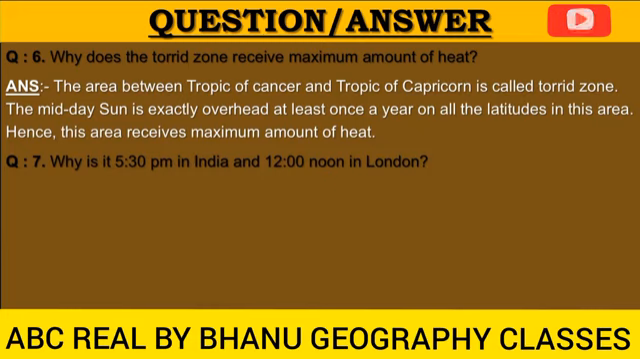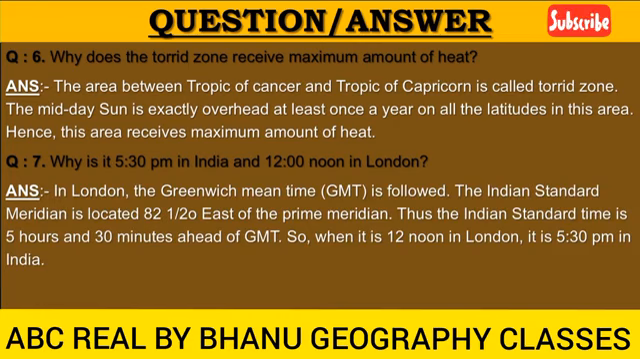Question number 7. Why is it 5:30 p.m. in India and 12 noon in London? Answer of this question is, in London, the Greenwich Mean Time (GMT) is followed. The Indian Standard Meridian is located 82 and 1/2 degree east of the Prime Meridian. Thus, the Indian Standard Time is 5 hours and 30 minutes ahead of GMT. So, when it is 12 noon in London, it is 5:30 p.m. in India.